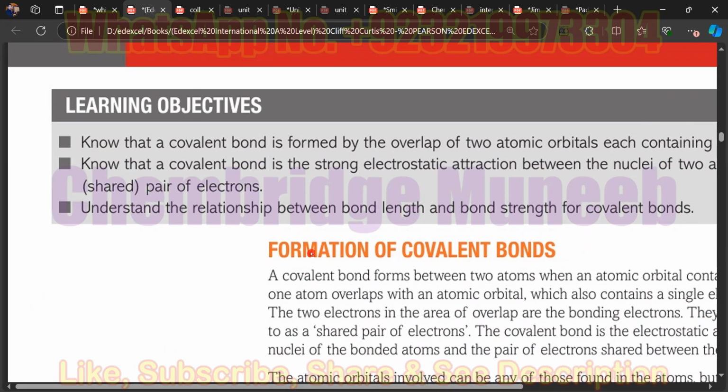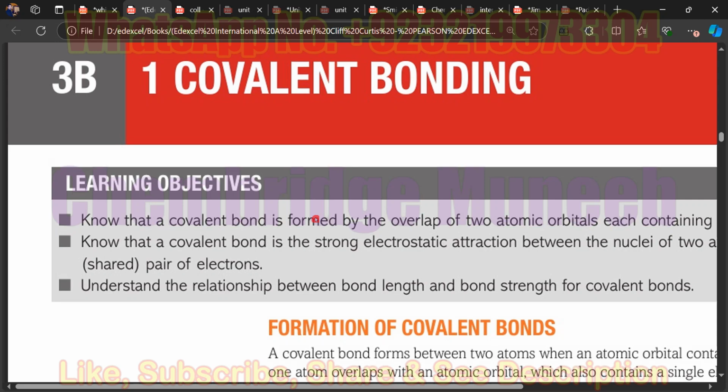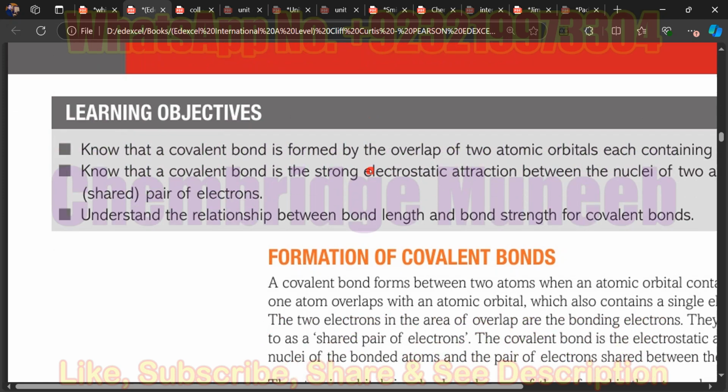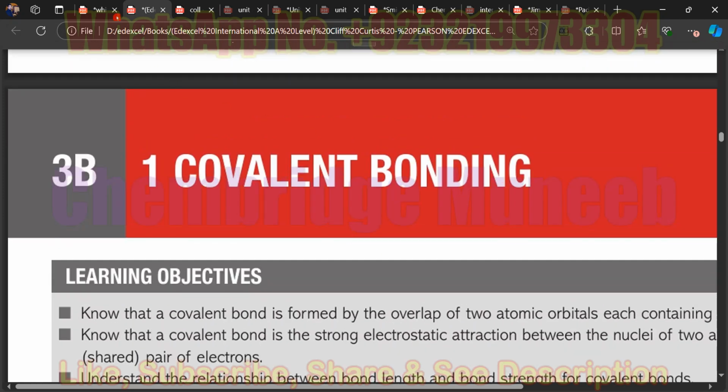Okay. Now about the covalent bonding, and I hope you are much familiar with the covalent bond. How is the covalent bond formed?